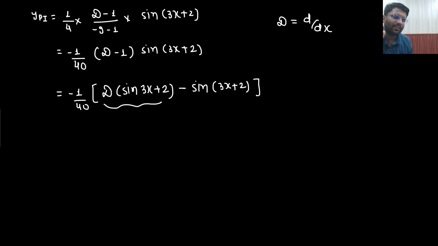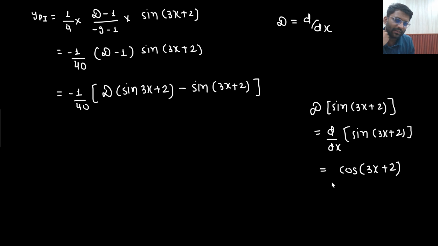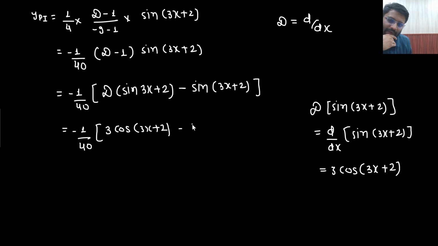What is the meaning of d of sine 3x plus 2? The meaning of this is that you need to differentiate it with respect to x. So what is the differentiation with respect to x? That will be nothing but cos of 3x plus 2 multiplied with 3. So minus 1 by 40 times 3 cos 3x plus 2 minus sine 3x plus 2. This is the particular integral that you are getting as a function of x.